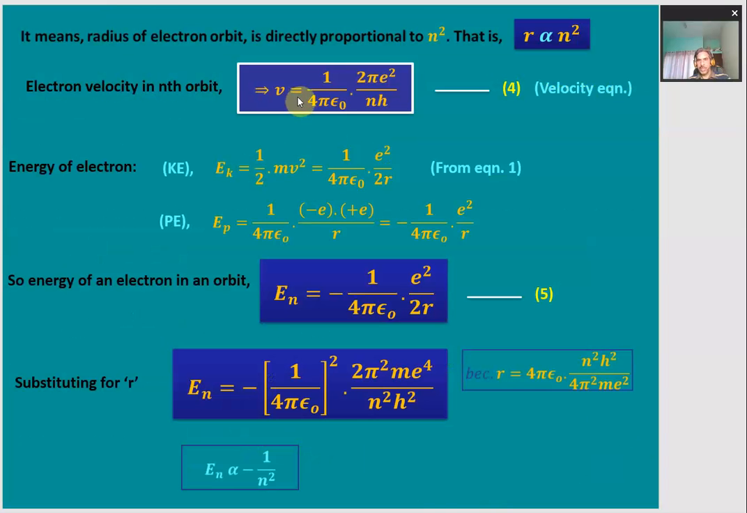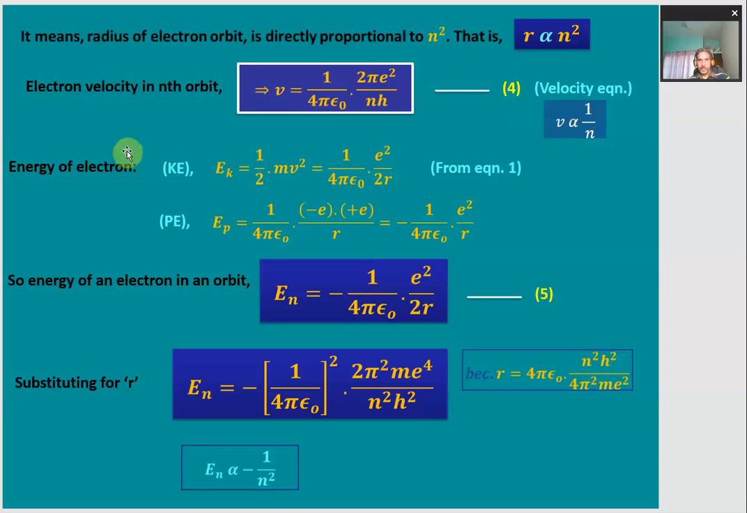So velocity comes out to be 1 upon 4 pi epsilon naught into 2 pi e square upon nh. Again, velocity depends upon n only, because all other terms are constants, and velocity is reciprocal to n. So from this equation it is clear that velocity varies inversely as the value of the principal quantum number n. If the value of n goes on increasing, that means for orbits of larger and larger radius, the velocity of the electron goes on decreasing.